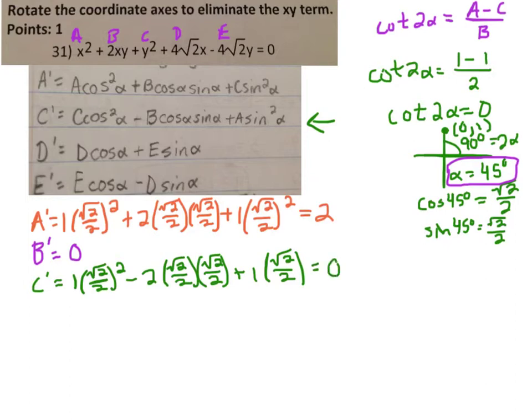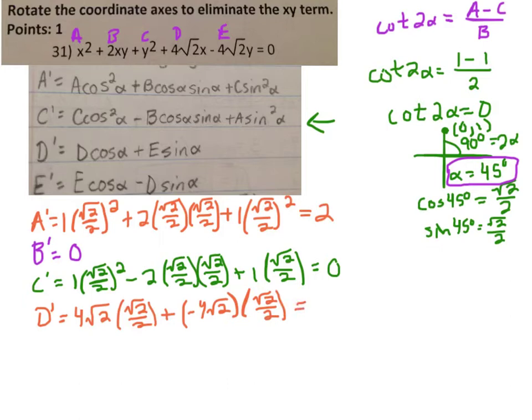And then D prime, D is 4 square roots of 2. Cosine is the square root of 2 over 2. E is negative 4 square roots of 2. Sine alpha is square root of 2 over 2. Those are going to cancel each other out, and we're going to get 0.